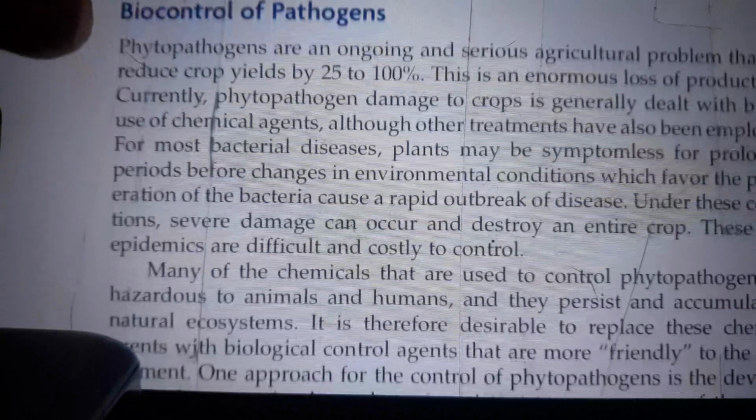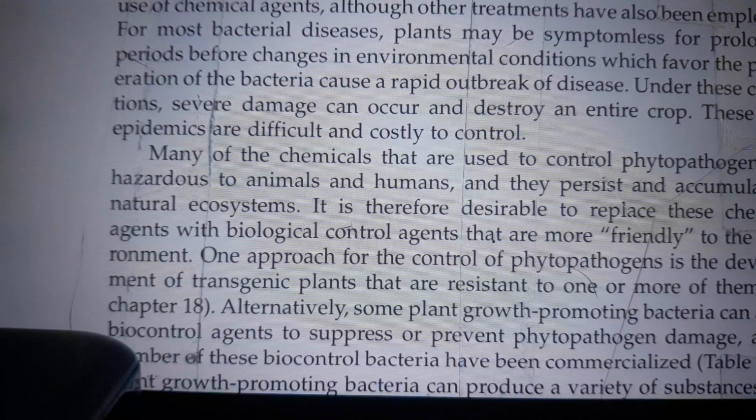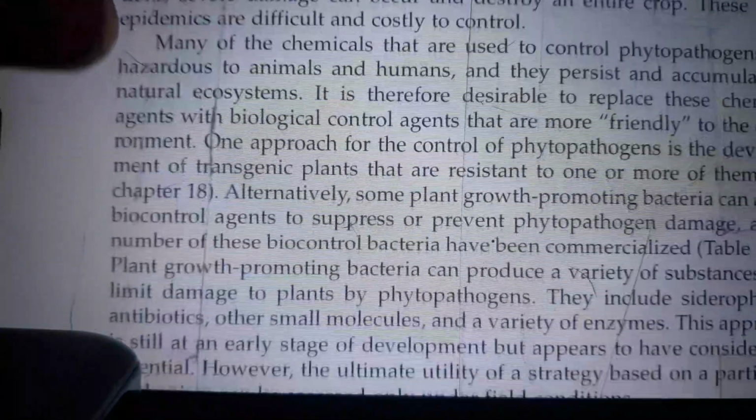Biocontrol of pathogens. Phytopathogens are an ongoing and serious agricultural problem that can reduce crop yields by 25 to 100%. This is an enormous loss of productivity. Currently, phytopathogen damage to crops is generally dealt with by the use of chemical agents, although other treatments have also been employed for most bacterial diseases. Plants may be symptomless for prolonged periods before changes in environmental conditions, which favor the proliferation of the bacterial cause, result in a rapid outbreak of disease. Under these conditions, severe damage can occur and destroy an entire crop. These field epidemics are difficult and costly to control.